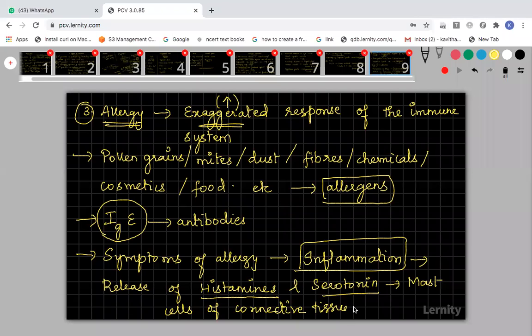And sometimes in blood also you will have allergy. In blood, the allergic inflammation is caused by basophils. In tissue it is because of mast cells, and in blood it is because of basophils. You have studied eosinophils, basophils and neutrophils. The basophils are responsible for causing the allergy in your blood, and in your tissues the allergy is caused because of inflammation, which is caused by the release of histamines and serotonins secreted by the mast cells of your connective tissue.